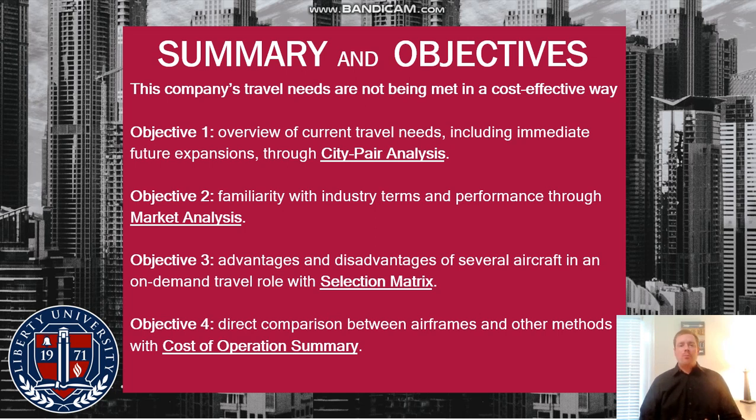So what we're going to be talking about today is encompassed in these four objectives. A city pair analysis provides a basis of understanding of how on-demand transportation can save time and money. Market analysis will allow key personnel to see benefits of how on-demand transportation can directly save the company money. Selection matrix will demonstrate how an aircraft can meet the needs of the company. And the cost of operation summary will demonstrate the key advantages of each method of on-demand transportation and how each may or may not fit the needs of the company.